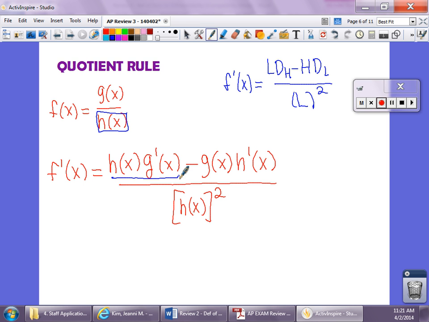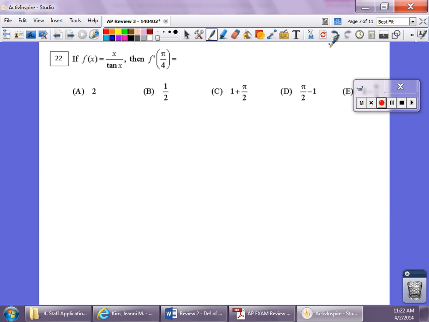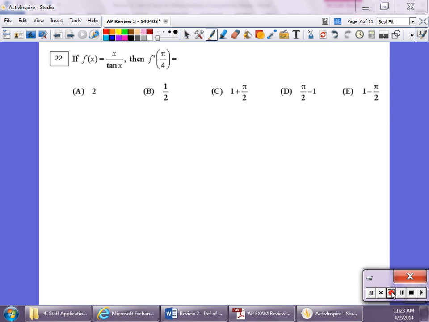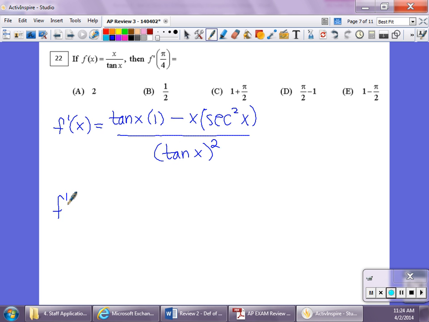All right, the one I would like for you to try is this guy, 22. You try 22. All right, looks like most of you guys are getting down to your answer. So remember, first thing you want to do, take the derivative first and then substitute in the value. That order does matter. So the low, d of high, minus high, d of low, all over low squared. And then I want to find this at pi over 4.